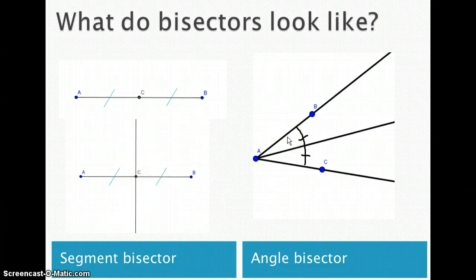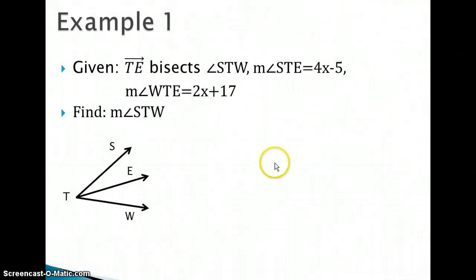Over on the other side we have an angle bisector, and I think these are more difficult to visualize, but when you have an angle BAC, if this ray is cutting it in half, then we're going to mark off that we have those congruent pieces. So those little tick marks on those smaller angles mean that they're congruent. So let's get into some examples.